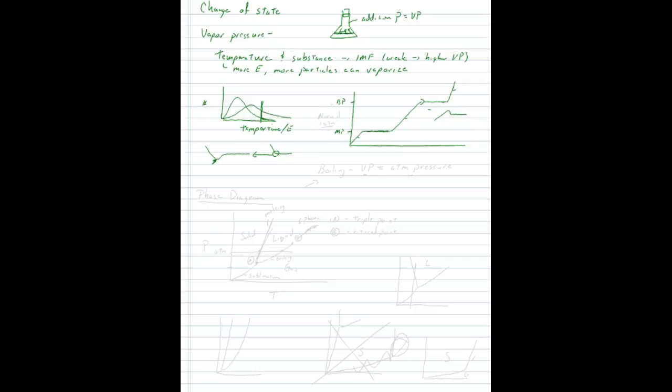The normal boiling point and melting point are at 1 atmosphere of pressure. If you increase or decrease the pressure, those boiling points and melting points change. It depends because of the vapor pressure. Boiling occurs when the vapor pressure is equal to the external pressure or the atmospheric pressure.